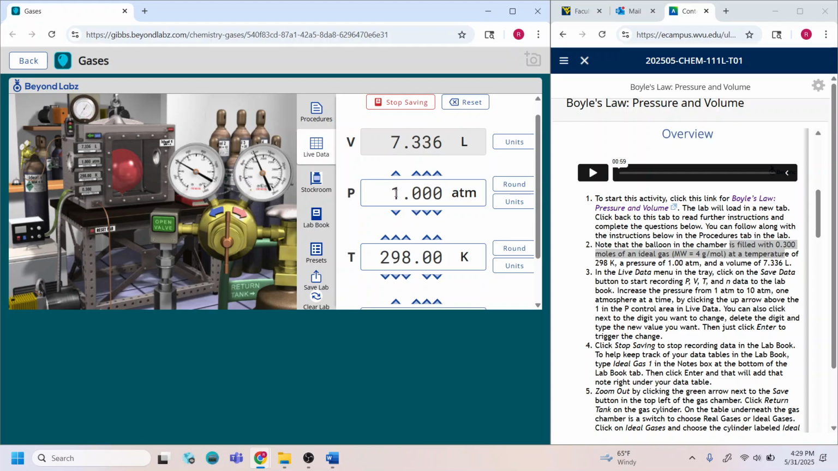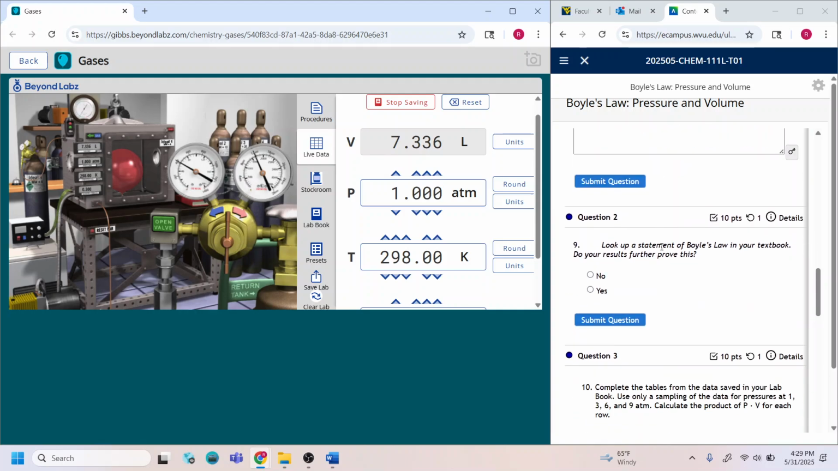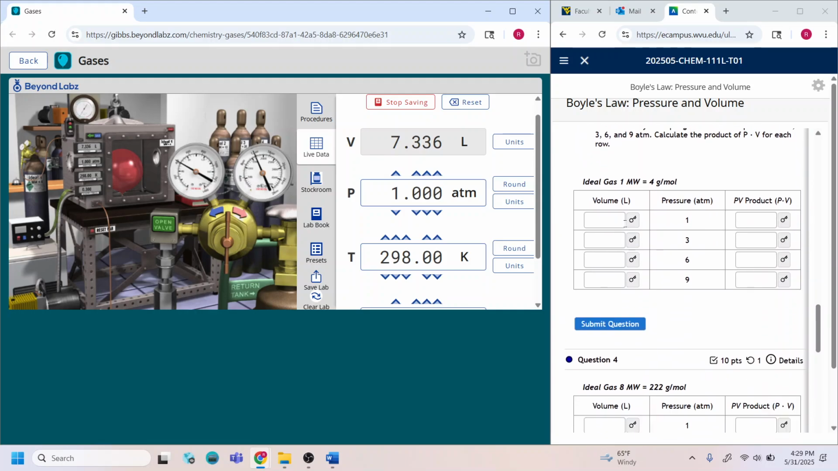Now, according to Boyle's law, as you increase the pressure, you decrease the volume, okay? And the data that you are going to record is going to be here. So for pressure 1, record this volume there, okay? And then you're going to multiply those two together and get the PV. We're going to do pressure 3, pressure 6, and pressure 9.